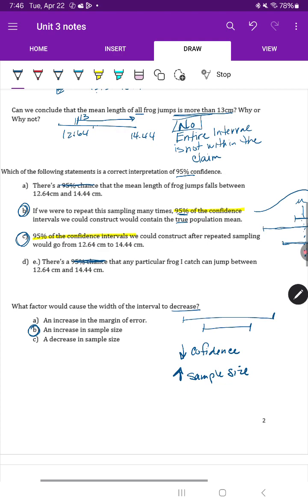So that's what that means. We can also phrase it this way: 95% of the confidence intervals we construct after repeated sampling would capture the true value. Notice both of these are saying that, and there's our interval. The main thing to remember is that it's not probability, it's not chance, it's confidence, which is what it's saying here. It said I'm 95% confident.